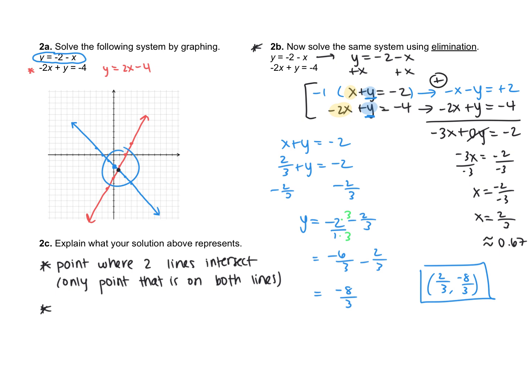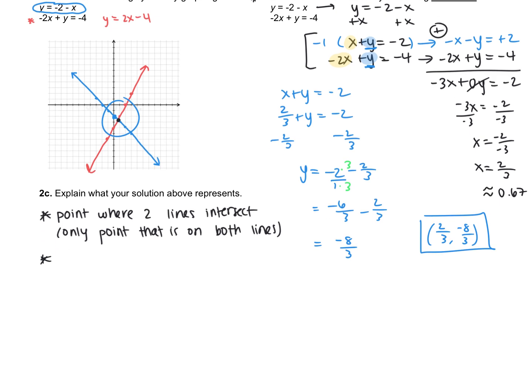What is the meaning of just the equation part? Well, Zulkarnain? They're the only pair of x and y coordinates that make both equations true at the same time. Exactly. Thank you. This is the only pair of x and y that make both equations true at the same time.